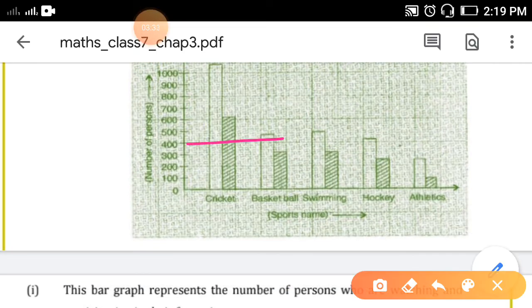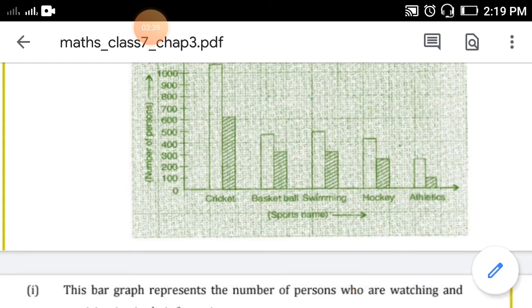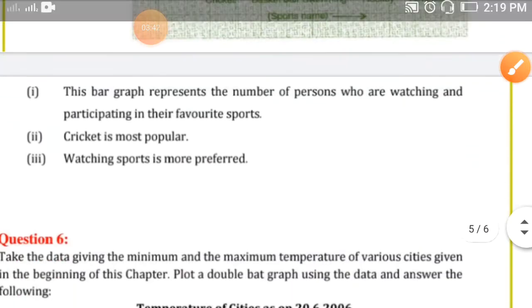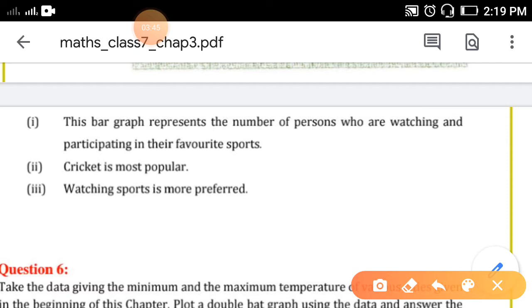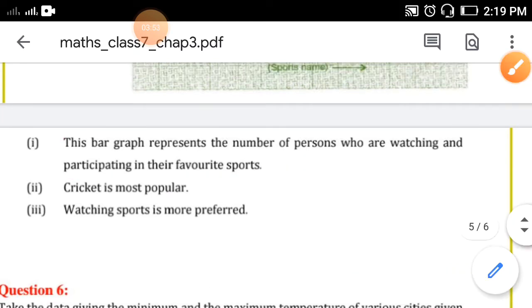470 up to here and 320 up to here. This way you draw all the bars. And what is this graph about? This bar graph represents the number of persons who are watching and participating in their favorite sports.